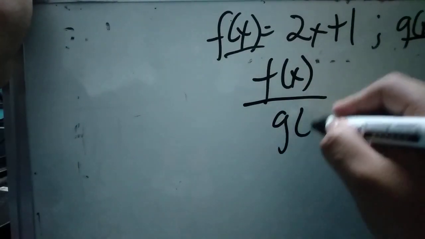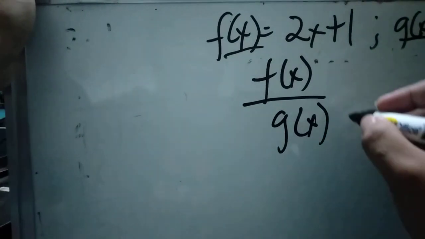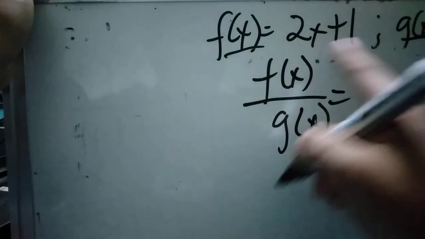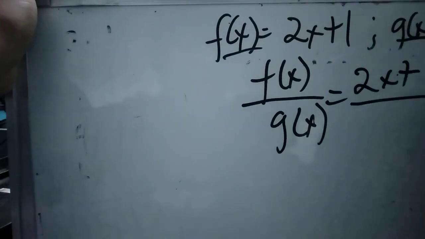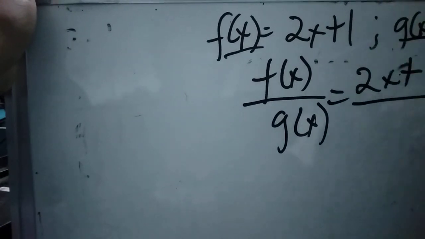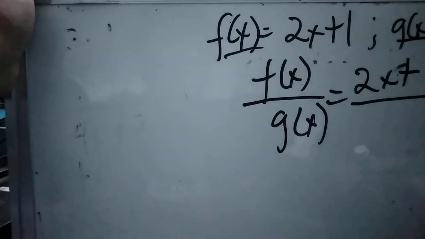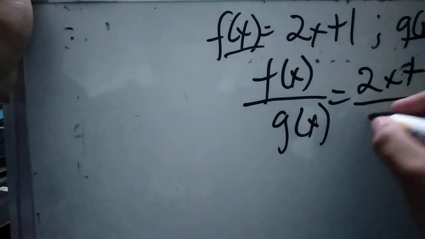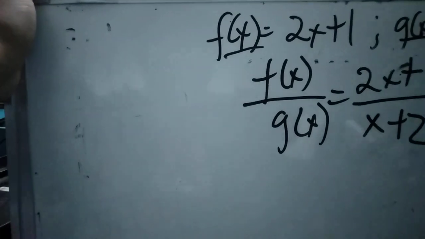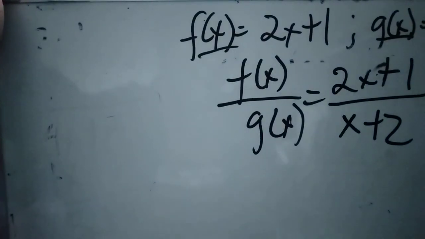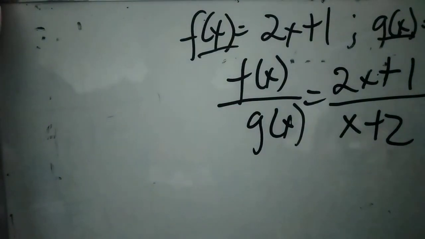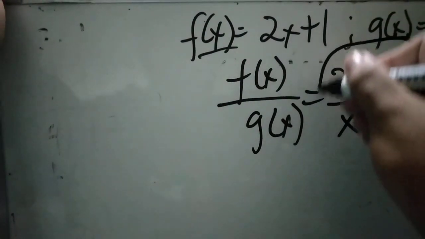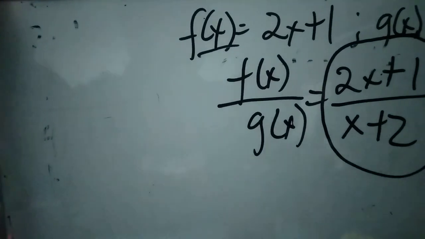We have f of x divided by g of x. And ang value ng f of x natin ay 2x plus 1, and ang value ng g of x natin is x plus 2. Pwede pa bang ma-reduce yan? Hindi na. Hindi na to pwedeng ma-reduce. Kaya, this will be our answer.